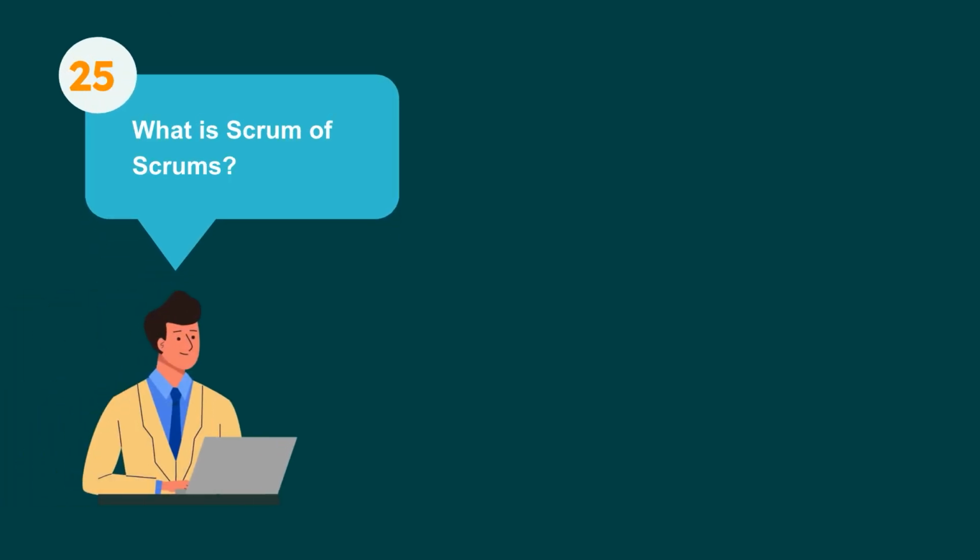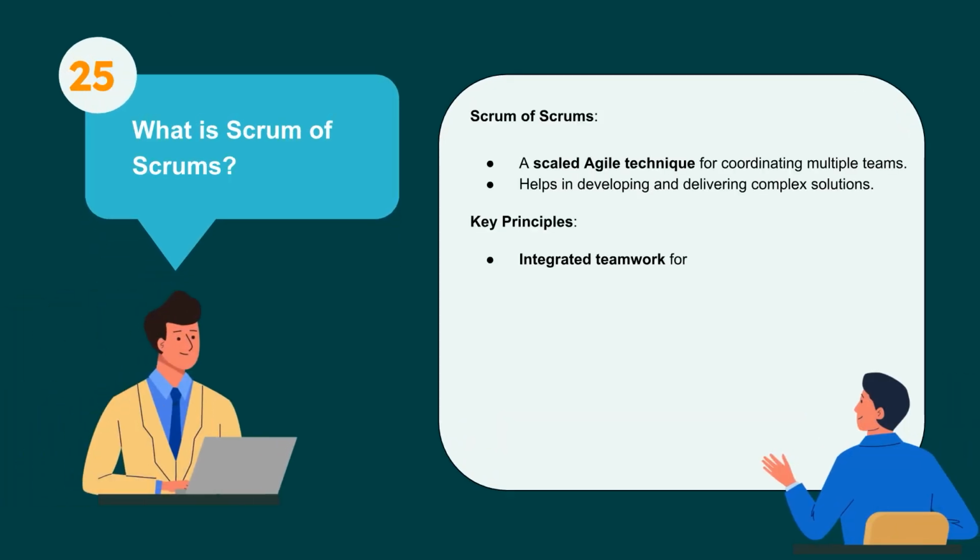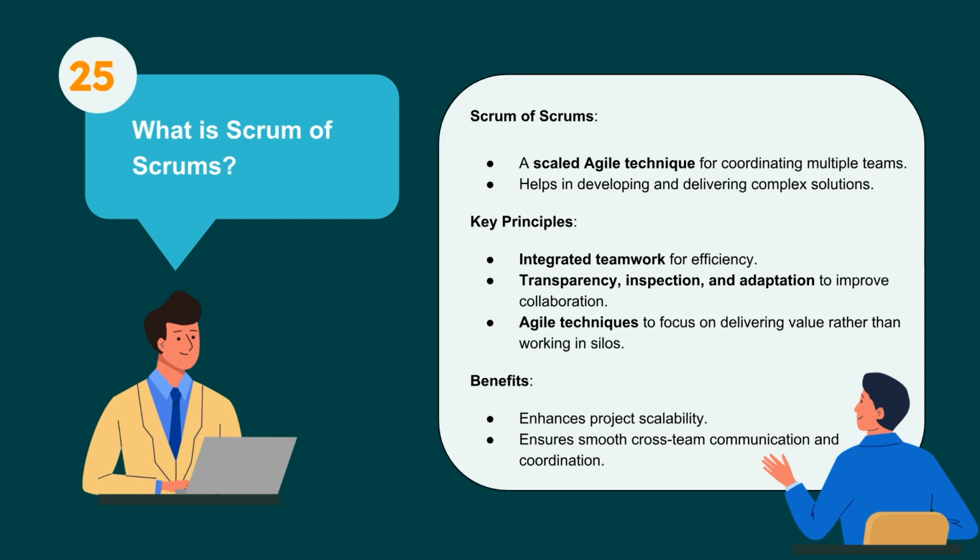25. What is Scrum of Scrums? A Scrum of Scrums is a scaled Agile technique that helps organizations connect their multiple teams to develop and deliver complex solutions. To get something done efficiently, we need integrated teamwork, and a way to do that is through transparency, inspection, and adaptation combined with Agile techniques, because if you focus on delivering value instead of working in silos, you can scale your projects much more effectively.